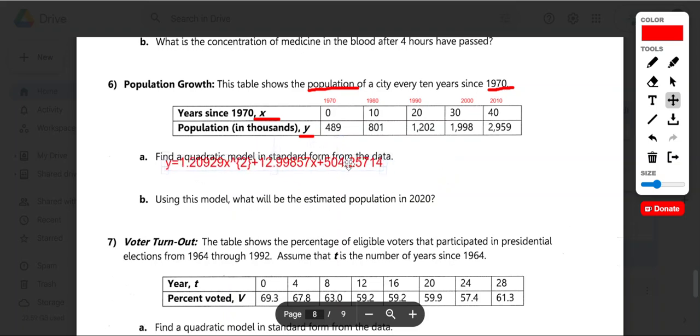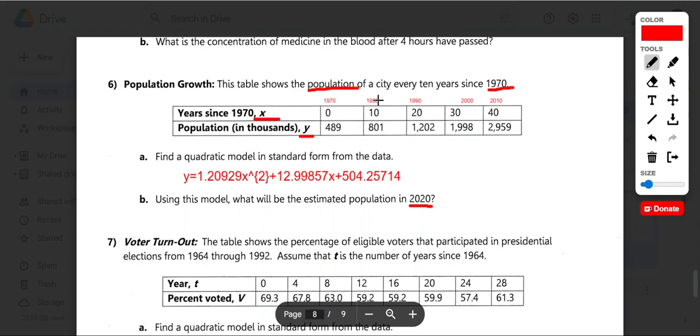Now we have to do a prediction. It says, using this model, what will be the estimated population in 2020? Okay, well, 2020 is not one of our options here, but the first thing that we want to do is figure out whether the value we're looking for, 2020, is an x or a y. Well, years is x, and we know 1970, 80, 90, 2000, 2010. We don't know 2020, but 2020 would be the next one in the line.